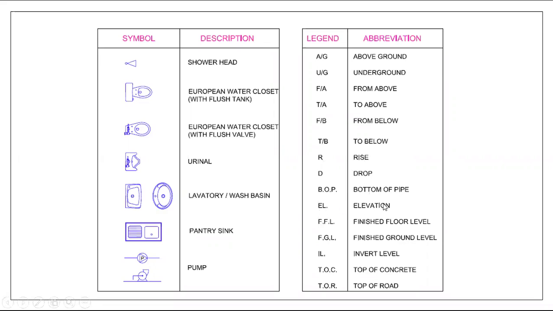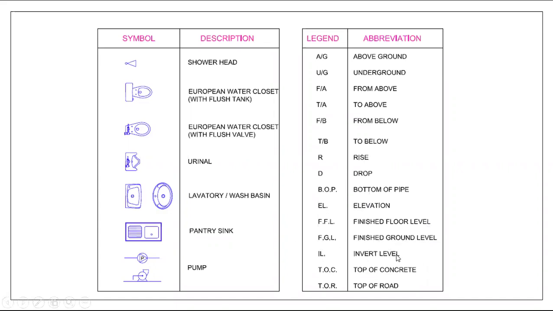EL, elevation. While giving pipe elevation, building elevation, equipment elevation or steps, anything, you have to give EL in front of that level. EL means elevation: pipe elevation, equipment elevation, floor elevation, everything. FFL, finished floor level. While giving the finished floor level, you have to give FFL. FGL means finished ground level. While giving the finished ground level, you have to use FGL.